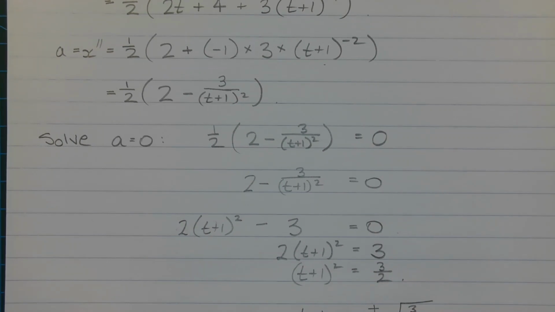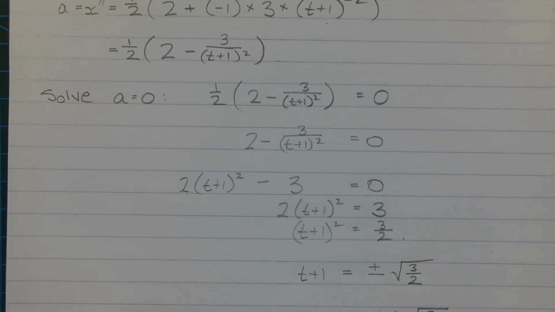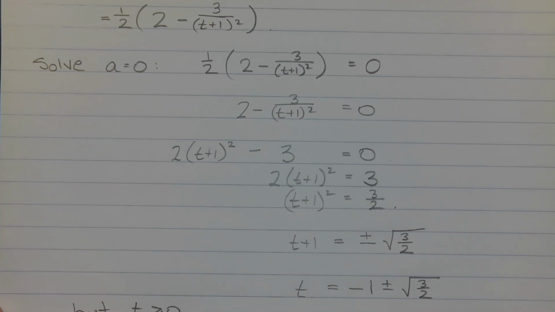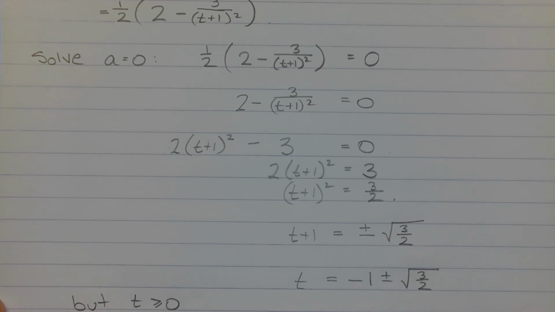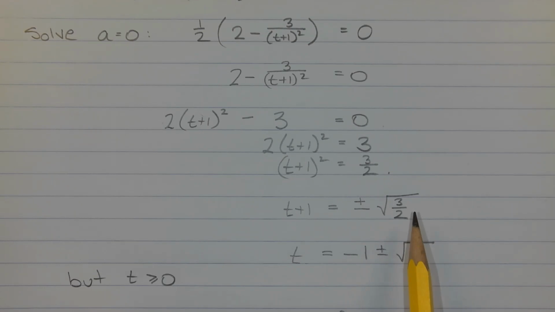Dividing both sides of the equation by 2 to isolate (t plus 1) in brackets squared, we get (t plus 1) in brackets squared is equal to 3 over 2. Then taking the square root of both sides of the equation to isolate t plus 1, we get t plus 1 is equal to plus or minus the square root of 3 over 2. And subtracting 1 from both sides of the equation to isolate t, we get t is equal to negative 1 plus or minus the square root of 3 over 2.